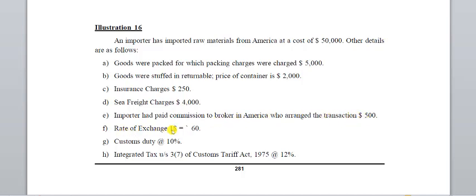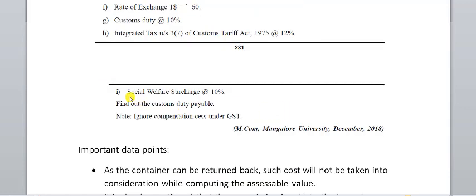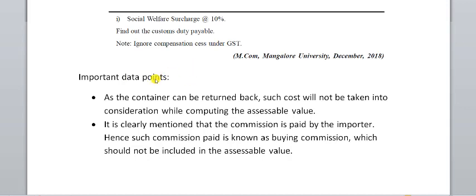Rate of exchange $1 is equal to 60. They have given it directly. Customs duty, this is nothing but basic customs duty, 10%. Integrated tax, IGST at 12%. And social welfare surcharge 10%. Find out customs duty payable. Ignore compensation cess under GST. They have not mentioned it, so let's not go there. We'll start solving the problem.